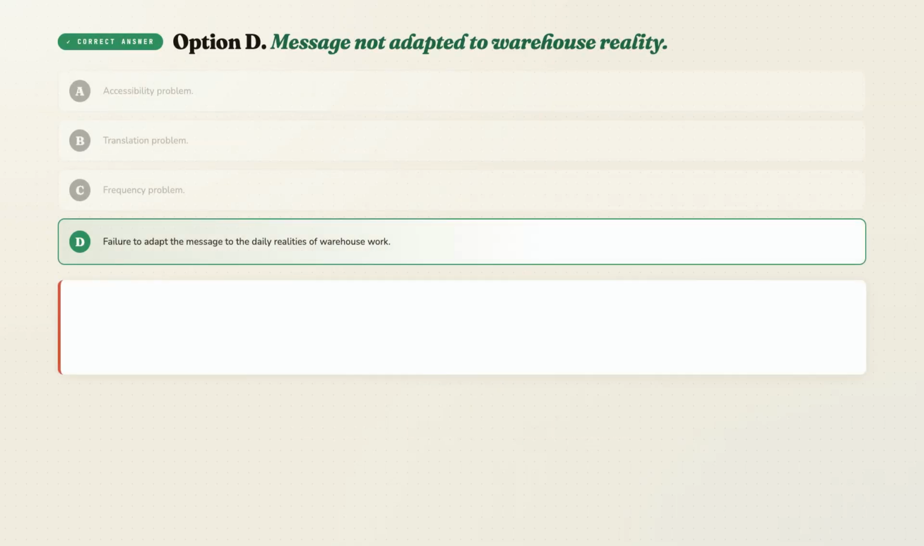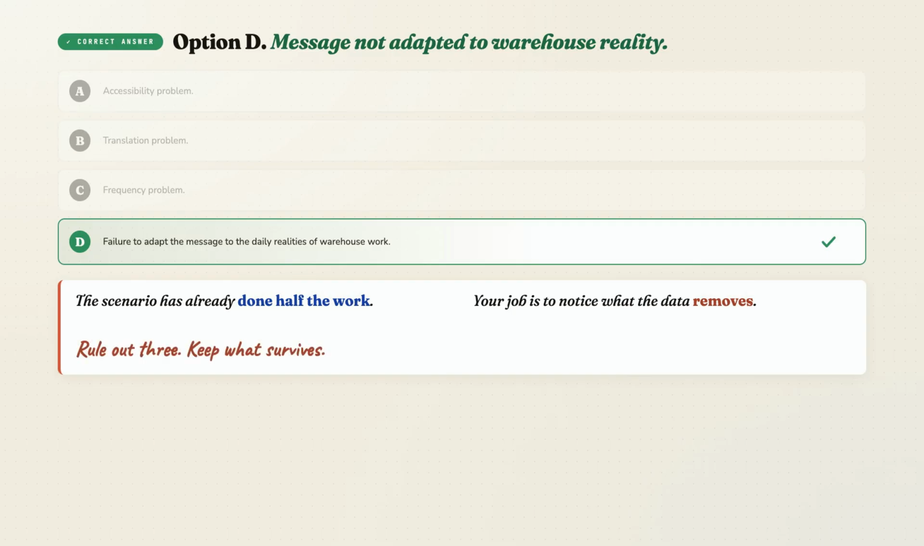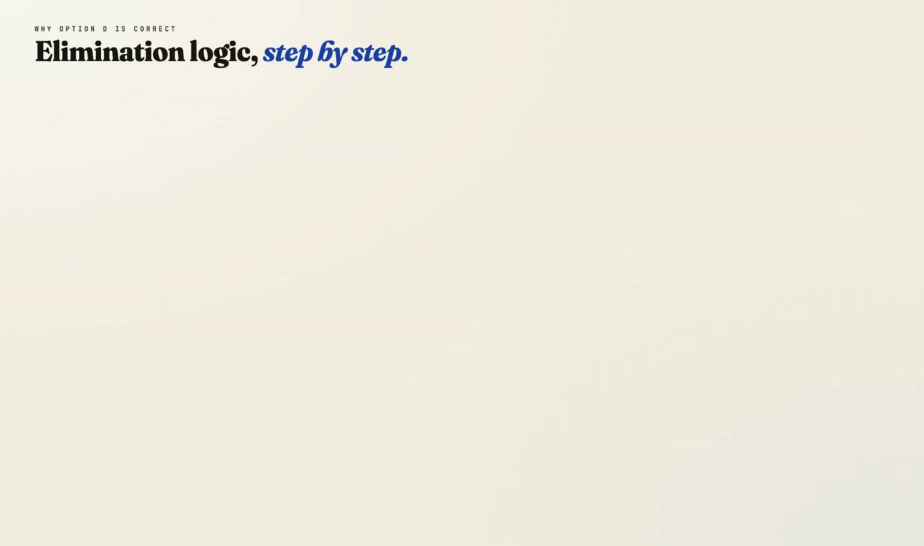The correct answer is option D. The message wasn't adapted to warehouse reality. Here's the test the scenario is actually asking you. What does the data already rule out? Read the scenario again. Both groups opened emails at identical rates. Access is proven. Materials were accurately translated. Language is proven. 3 of the 4 options are disproven before you even think. Rule out 3. Keep what survives.